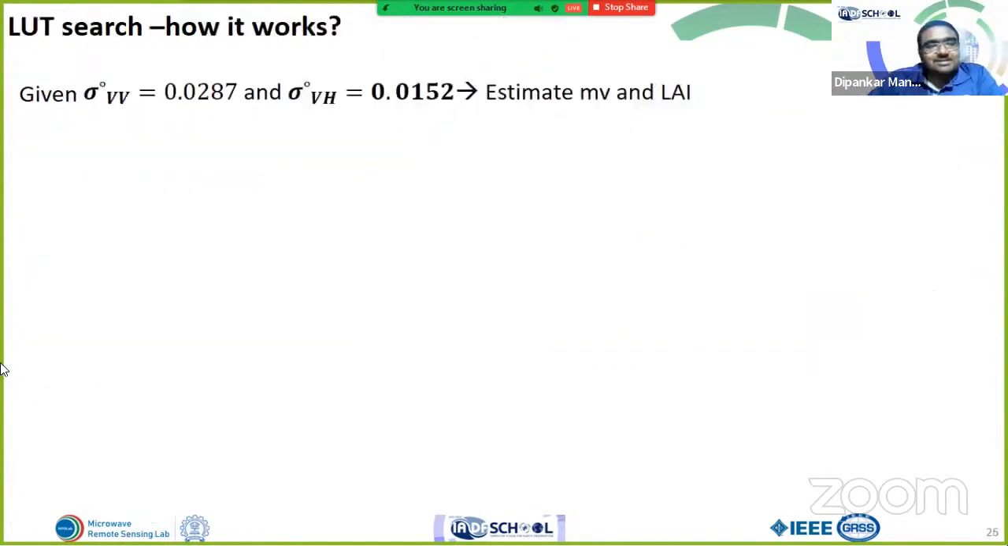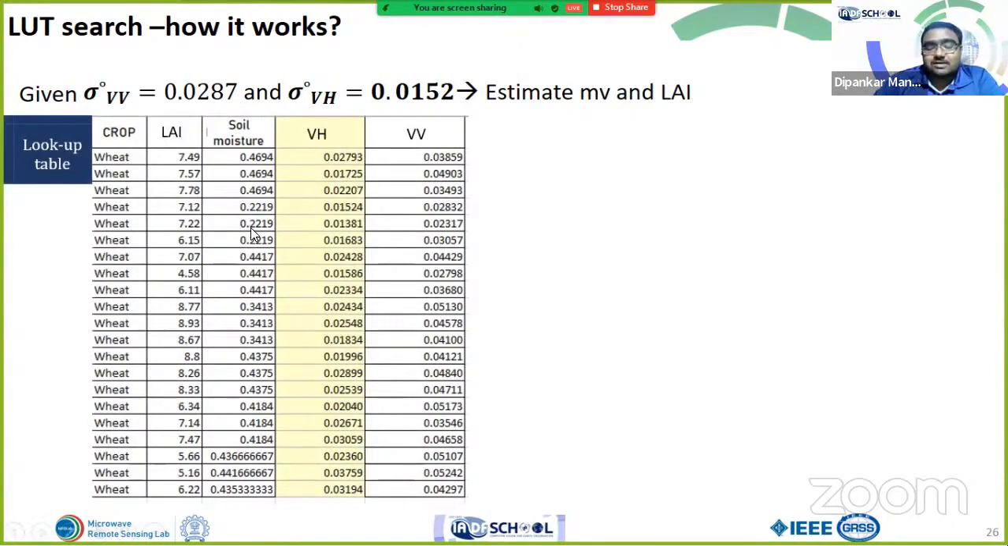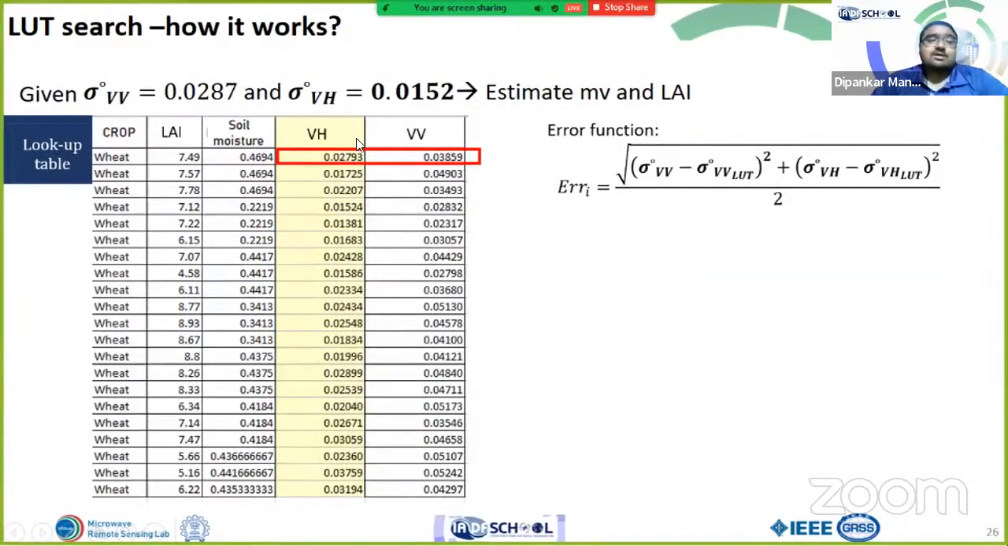So how does it work? Let's say we have backscatter intensity, VV is 0.0285 and VH is 0.0152. And we have to estimate the soil moisture and leaf area index with the same model. So this is one of the forward models, which we have calibrated using the water cloud model and the ground data. For a particular combination of LAI and soil moisture, we have computed or simulated the backscatter at VH and VV channels. Now, first we will go through each row and find the error function between these rows and our given VV and VH. So we have computed an error function with the lookup table and the given VV and VH polarization channels.